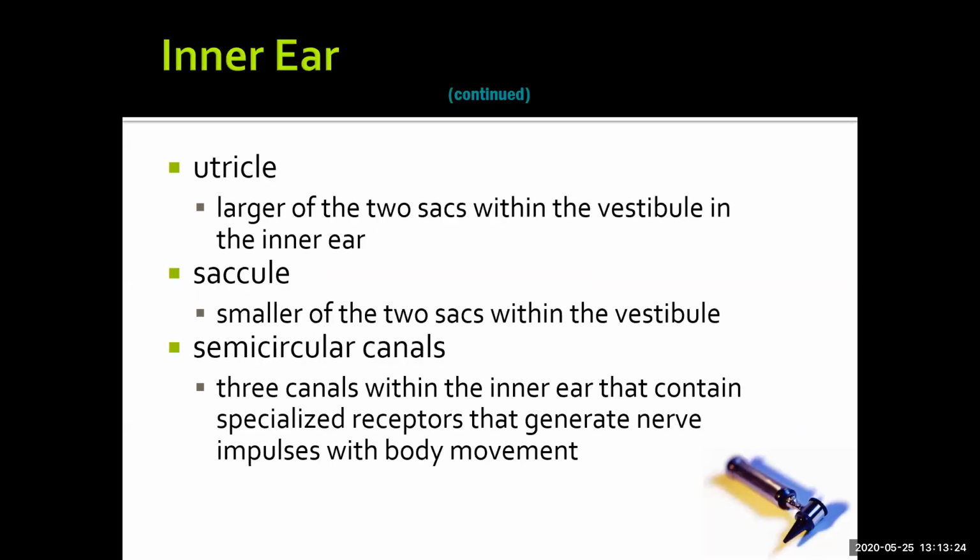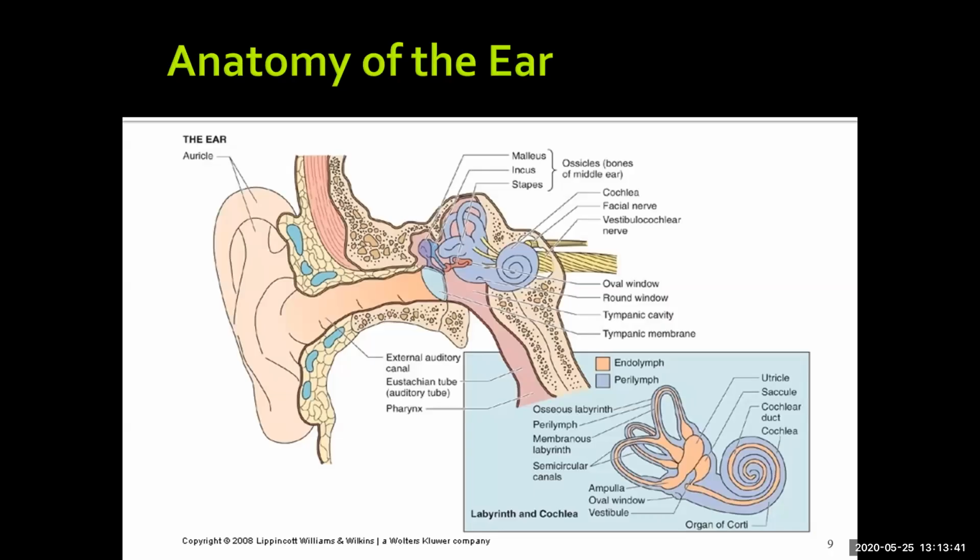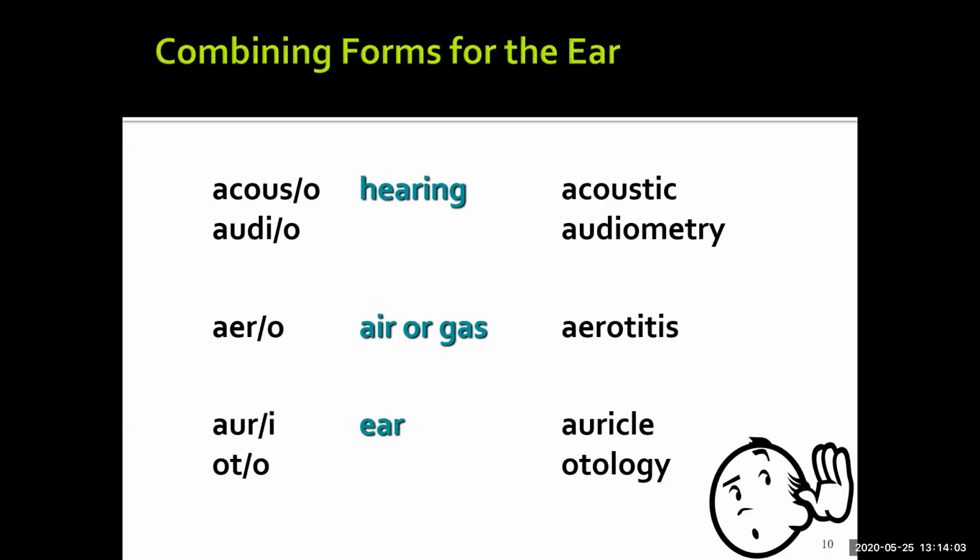The utricle is the larger of the two sacs within the vestibule in the inner ear, and the saccule is the smaller of the two sacs. Semicircular canals: there's three canals within the inner ear that contain specialized receptors that generate nerve impulses with body movement. So this kind of gives you, you see the auricle, the outside of the ear, and looking at the external auditory canal, you can see those bones, the malleus, incus, and the stapes, the ossicle bones. The cochlea, which often is referred to as the snail-like apparatus. Facial nerve, so a lot of times you'll have nerve pain within an earache.